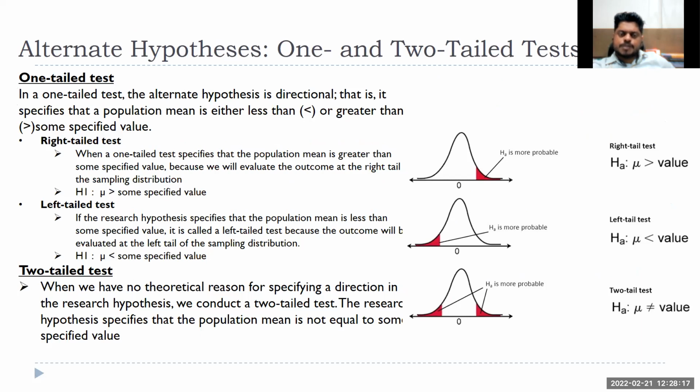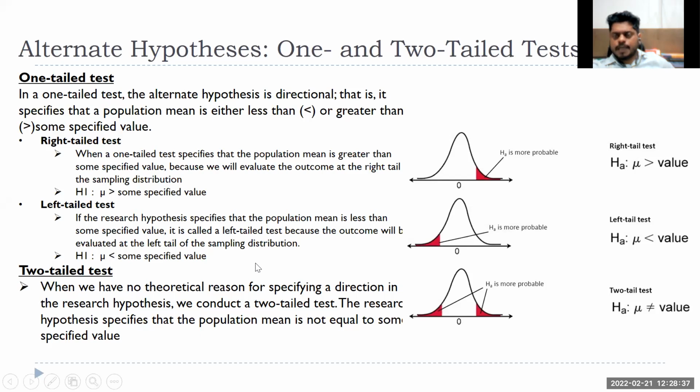So, right tail test, right? What I'm trying to prove is that whatever my population mean is, it is greater than some specified value, some number, whatever assumption. Again, that assumption needs to have some solid basis, right? Assumption cannot be out of thin air. It has to have some qualitative research or secondary research.